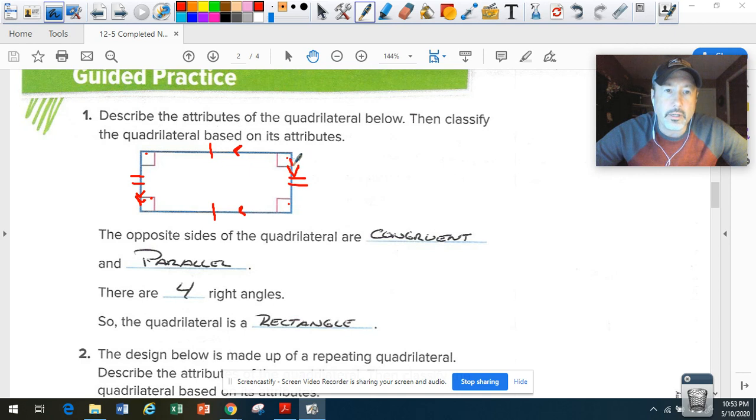These are parallel here. Okay, so it says the opposite sides of the quadrilateral are congruent. That's what we have there. And they are parallel. There are 4 right angles. So we have all those pieces. So this quadrilateral must be a rectangle. Very, very good. Okay, let's continue on here.